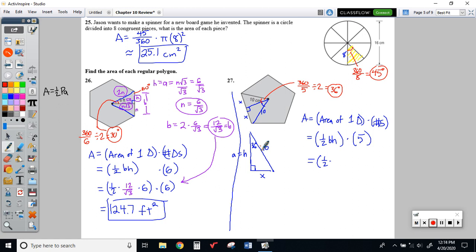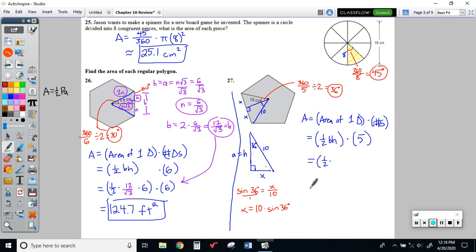Hypotenuse is 10. If you think SOH CAH TOA, we've got opposite over hypotenuse would be sine. So sine of 36 degrees would equal x over 10. You can think of that as over 1, cross multiply. You need to have x is 10 times sine of 36.